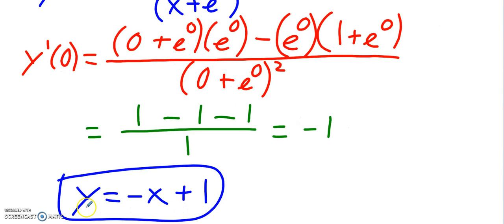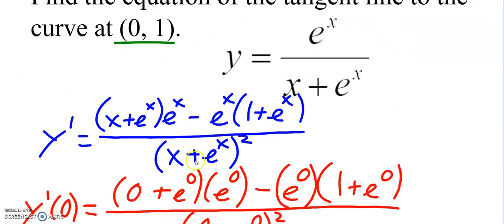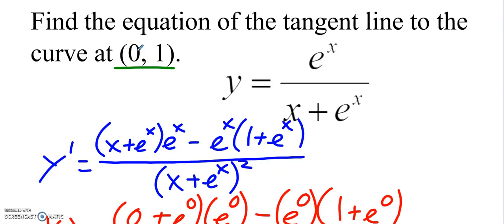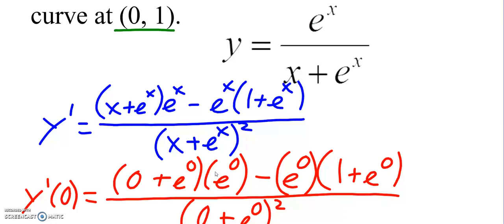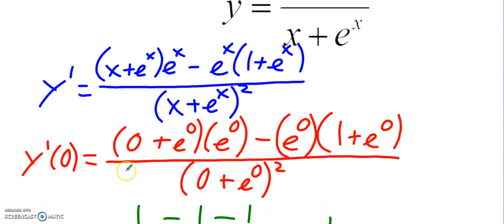All right, so we should end up with the equation y equals negative x plus 1 as the equation to the tangent line. The equation of the tangent line to the curve at the point 0, 1. How do we come up with that? Find the derivative. Have to do the quotient rule here. So bottom times the derivative of the top minus the top times the derivative of the bottom over the bottom squared. I would not try to simplify this. I mean, you could if you want. No point though, because all we're going to do is plug in 0 for x, remember? Because we're trying to find the slope when x equals 0.